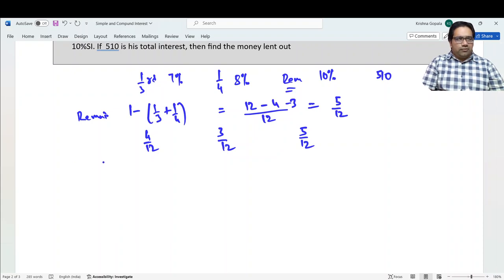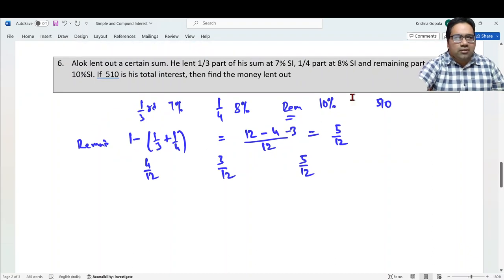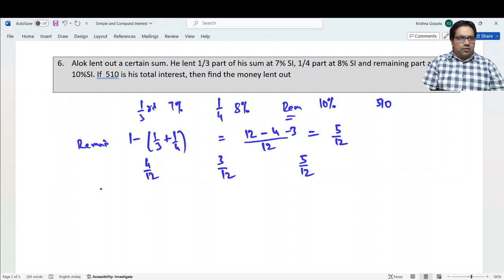Four by 12 into 7%. What is the interest rate? Let's assume the total amount is P. Let's assume PTR by 100. What is this amount? 4 by 12 into P.